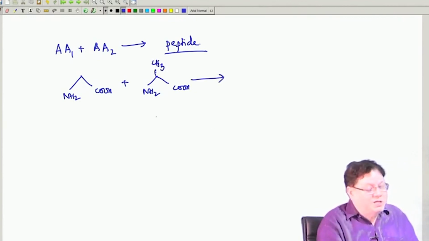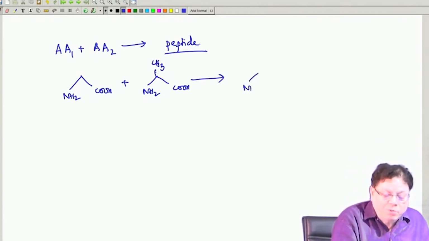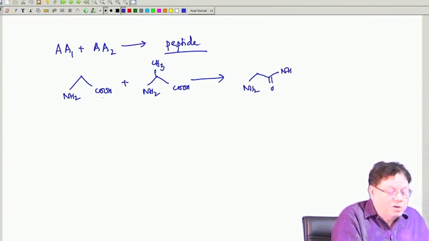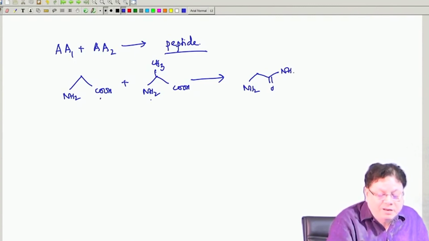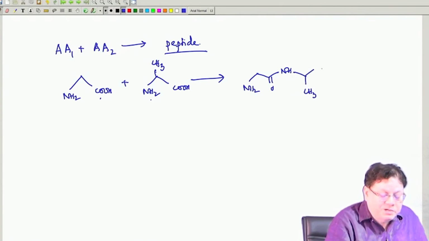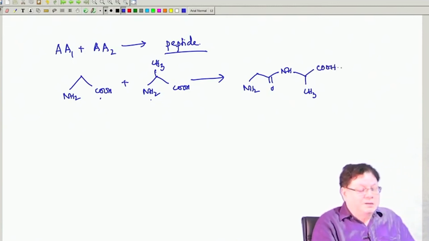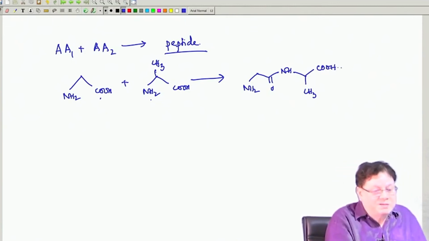Now, they react with each other and a new bond is formed, that is between the carboxy of the glycine and the NH2 amine of the alanine, and you get what is called a dipeptide. Okay. Now, the point to note here is that this is a very facile reaction.